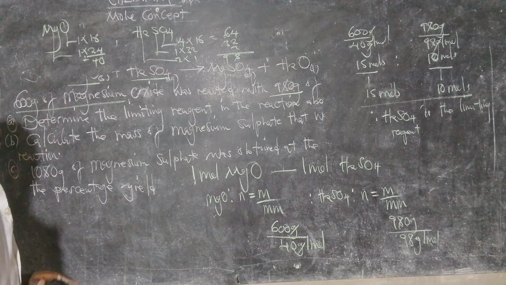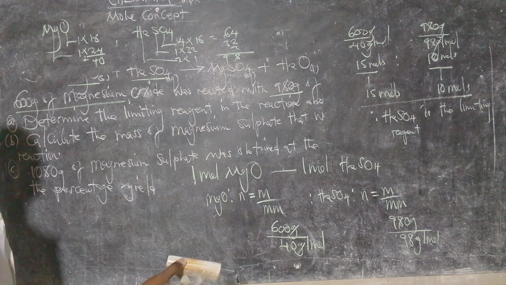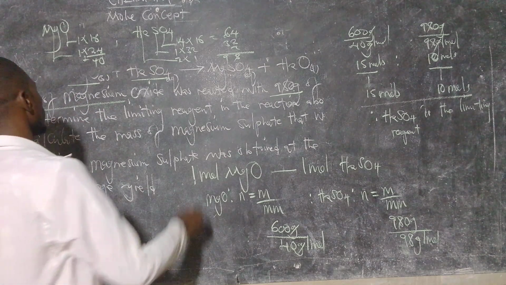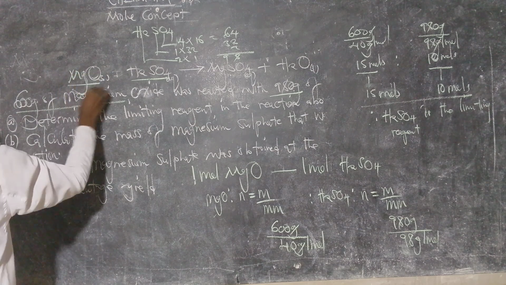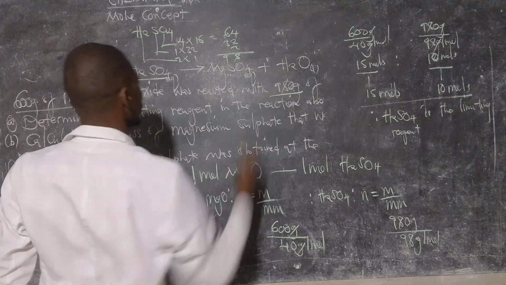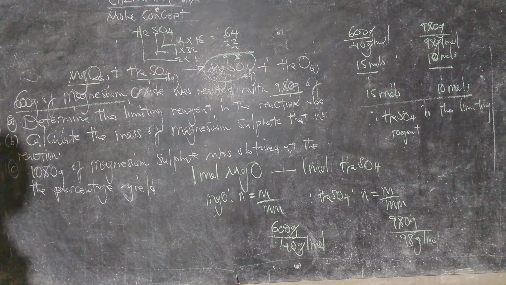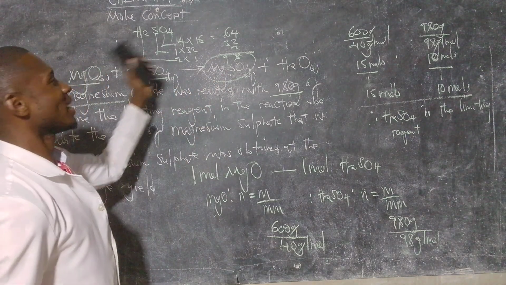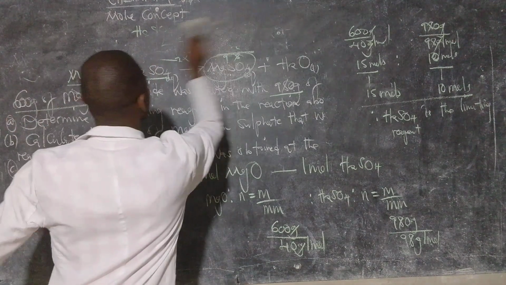The second one, calculate the mass of magnesium sulfate that was produced at the end of the reaction. So this was our equation. We have magnesium oxide plus sulfuric acid to produce this. So I want to find out now how much mass of magnesium sulfate was produced. So for us to find this one now, remember, we are going to use mass to mass calculation. So this question will help us to answer that part.